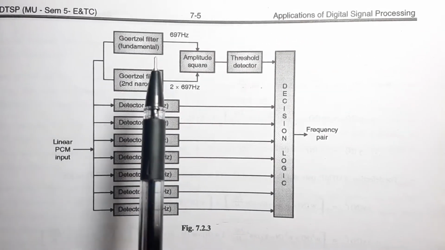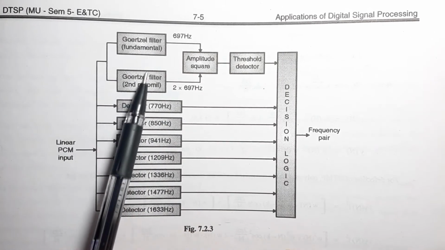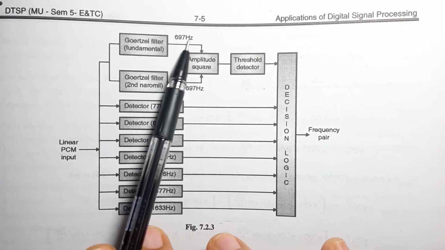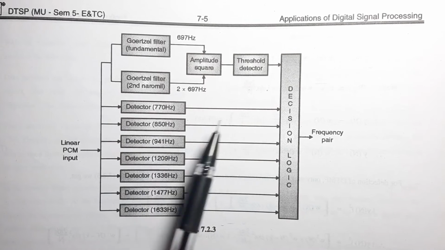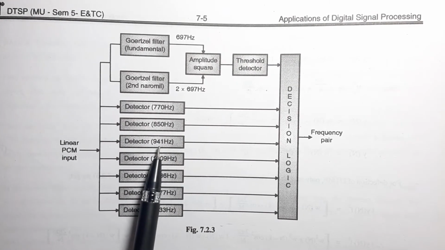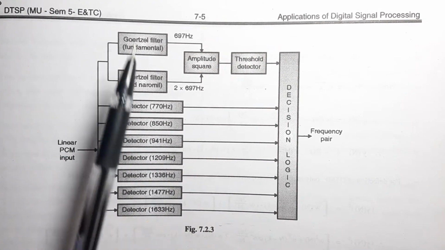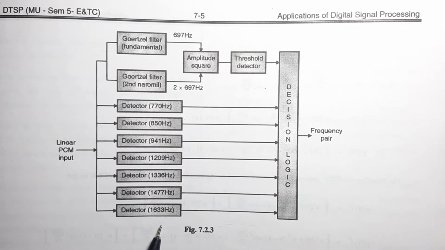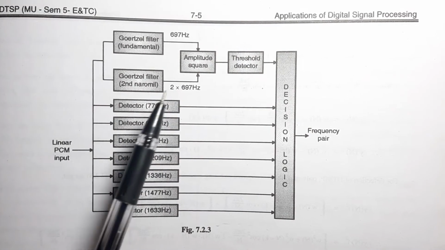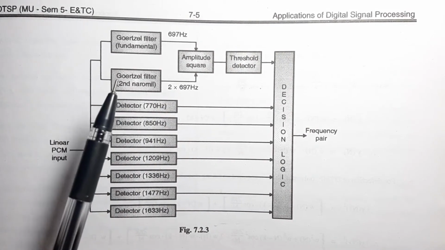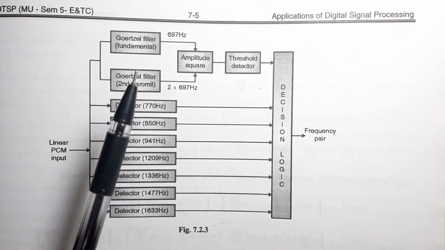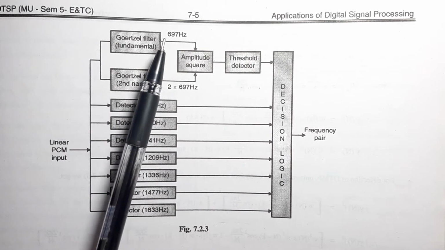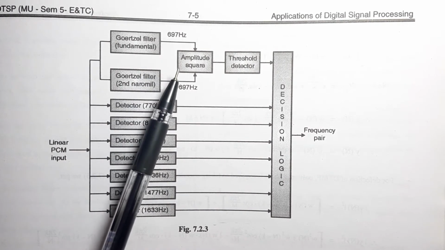Now, this diagram over here is for one sample frequency, say 697 Hz, then we have 770, then 850, then 941. Similarly, 8 more such filter structures are connected over here. It is just that due to space constraint, we have shown only one. Each filter pair detects a DTMF tone fundamental and its second harmonic output component.